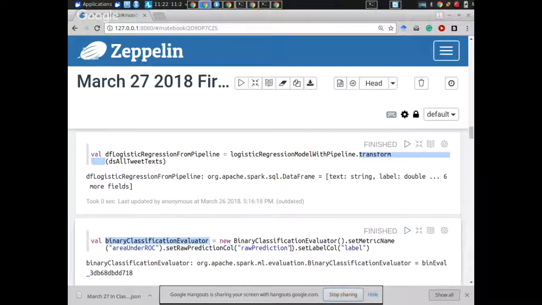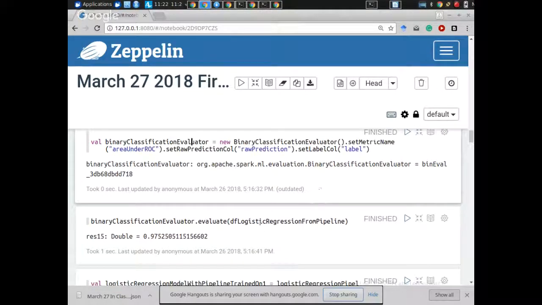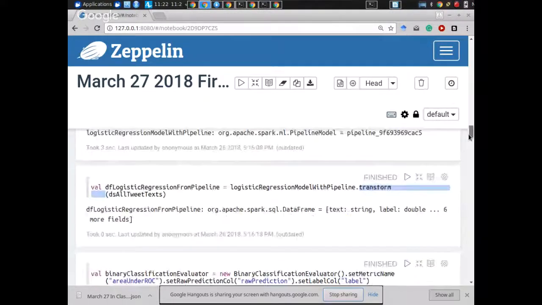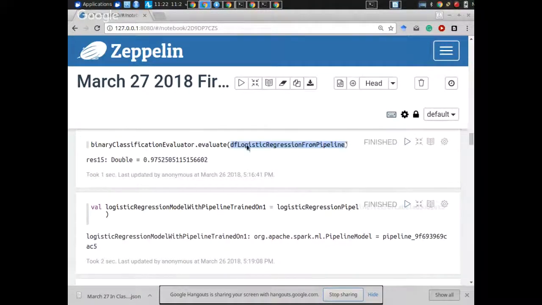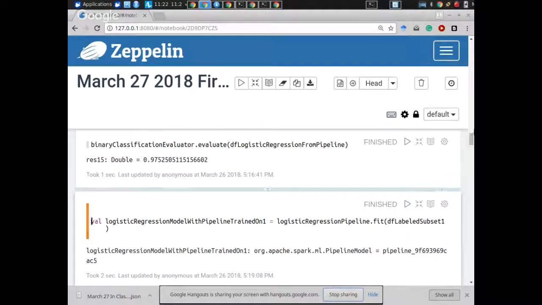So this evaluator, we can then use according to the area under ROC to evaluate this logistic regression pipeline, okay? Logistic regression from pipeline being here, the results of this fitting. So it'll say basically, how well did it do? And, well, it did pretty well. But we don't know why it did so well at this point. We still don't know which words were really helpful for it. Which things were really helpful in allowing it to classify, okay?